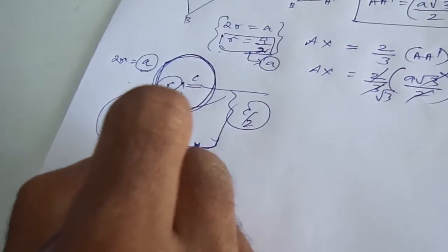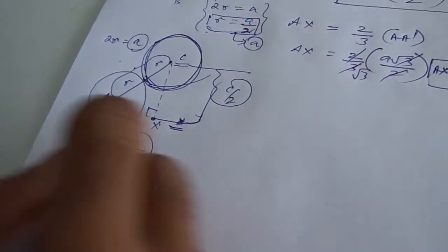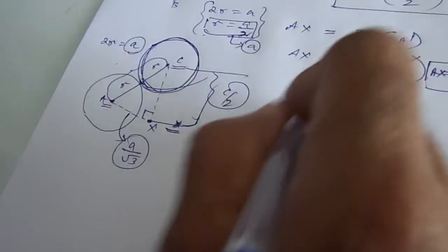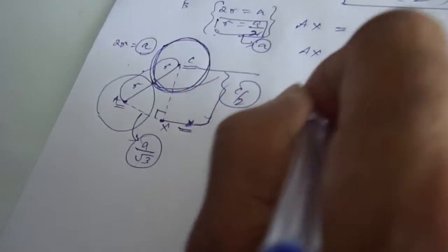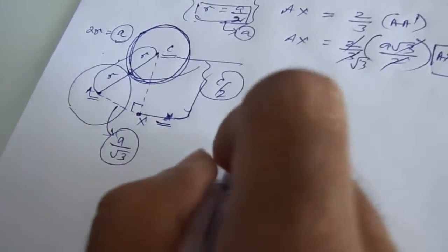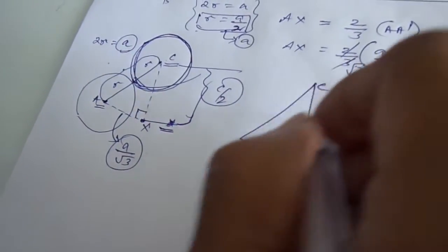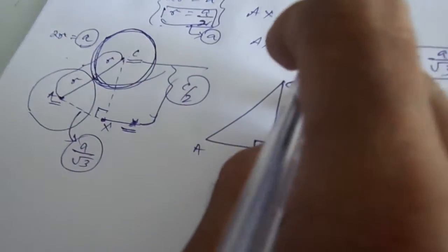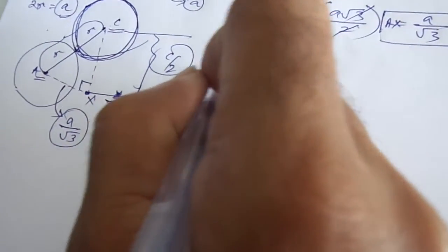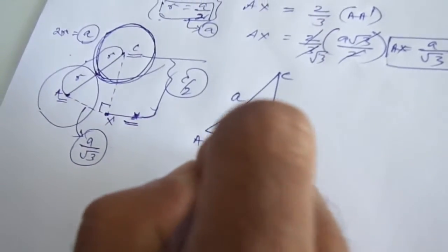This is C by 2, this is point X. Now this is the right angle triangle that we are talking about. This is point X, and this is C, and this is A. Now assuming that this XC, or C by 2 height, is not known, then this is a known value A, and this is A by root 3.